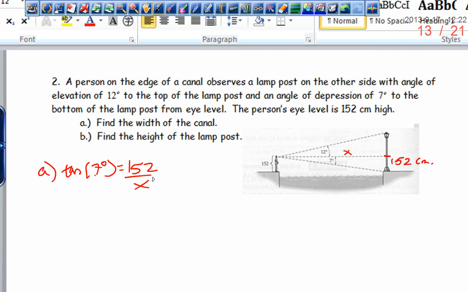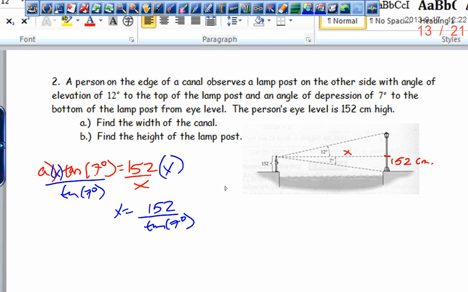Now, how do I get x? Multiply by x first, and then ultimately, yes, we're going to divide by 7. So you can just do, in your calculator, to find x, 152 over tangent of 7 degrees. And that's going to give me how far apart the person is from the canal, or from the lane, sorry.